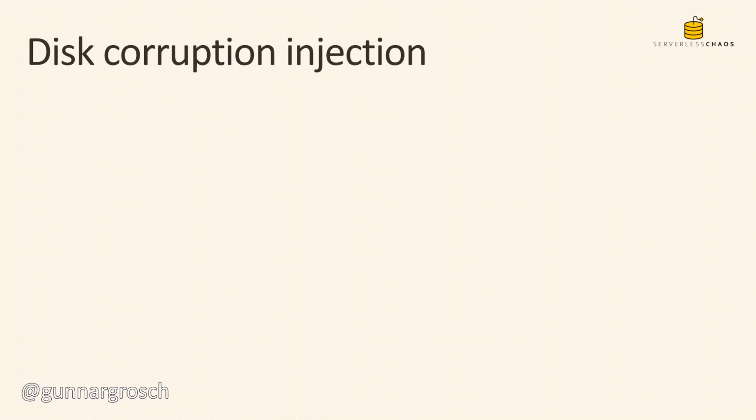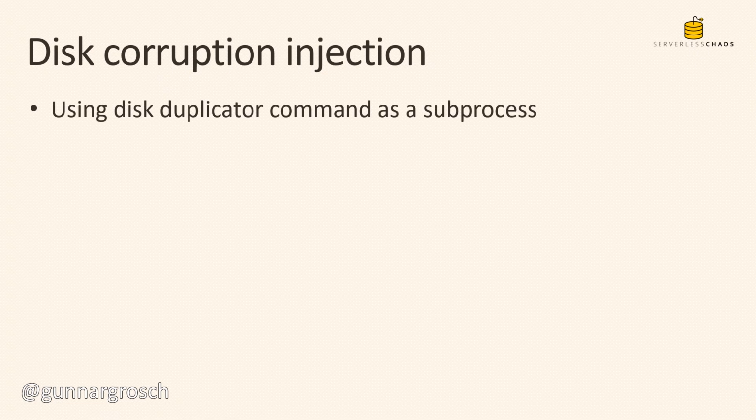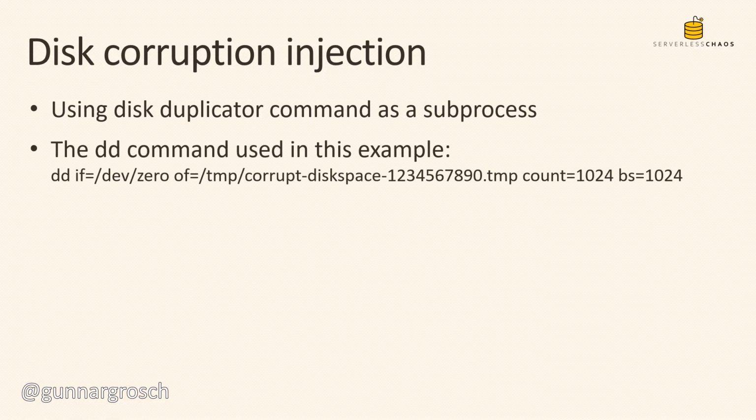And I thought a lot about how to do it in the fastest possible way, because we need to fill a lot of disk as quick as possible. Because as we know, Lambda functions are usually quite quick. And to be able to do the experiment, we need to have a lot of data quickly. So I decided upon using the disk duplicator command and run that as a sub-process in Python. So what I'm doing is using the dd command, as in this example. So duplicating data from dev0 into the temp directory, giving that a name and a size.